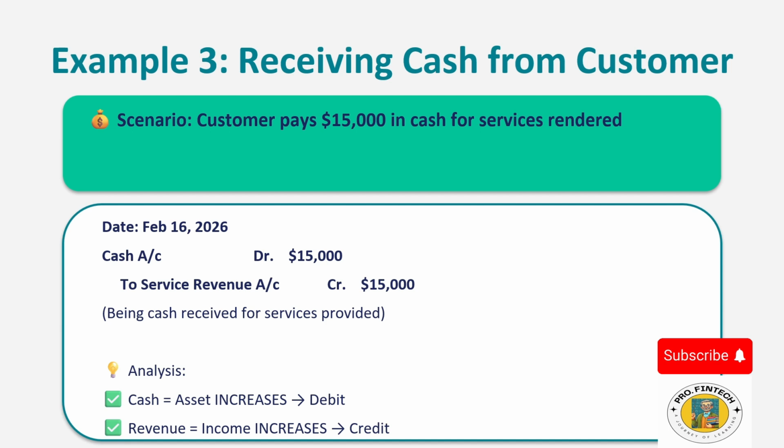Now identify debit or credit. Cash is increasing, so debit, revenue is increasing, credit. The entry, cash account debit $15,000 to service revenue account $15,000, being cash received for services provided. This is a classic revenue transaction. Money comes in, debit cash. We recognize income, credit revenue. This is how businesses track their earnings.